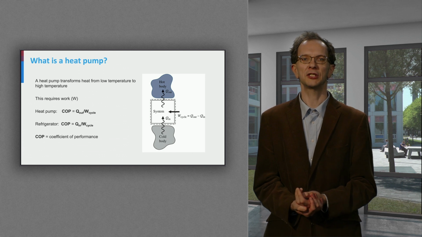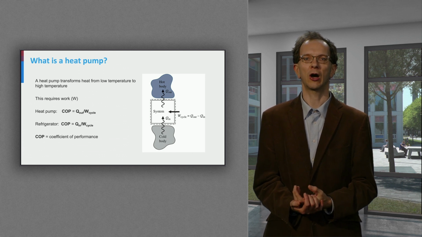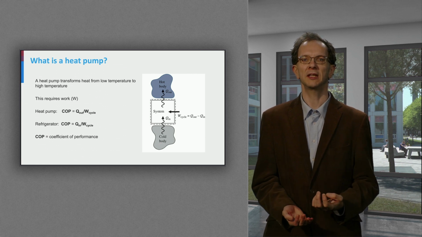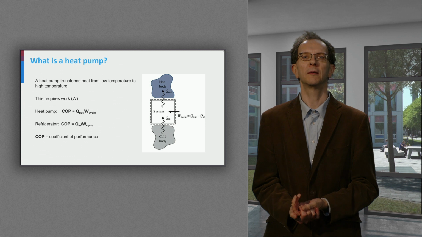We will see that the COP is usually larger than 1, which makes a heat pump more efficient than direct electrical heating, which has a COP of 1 by definition.